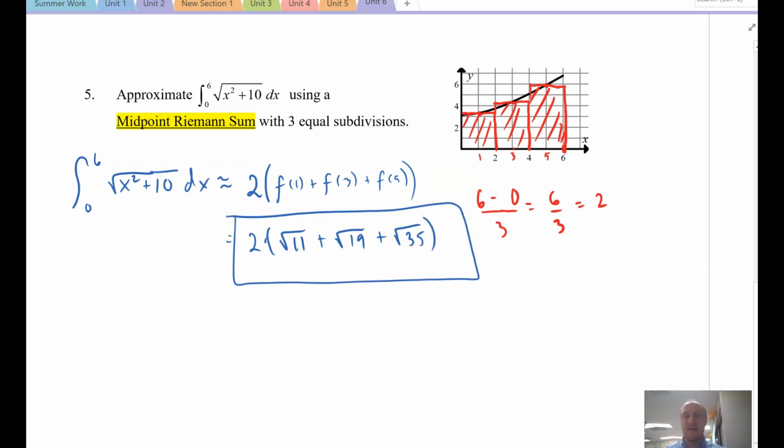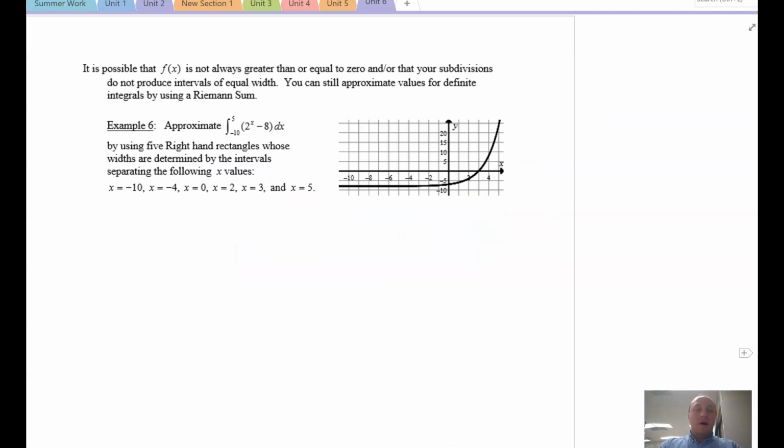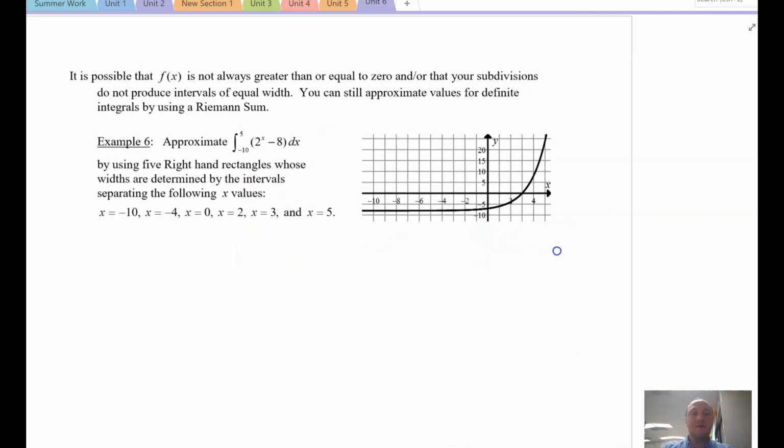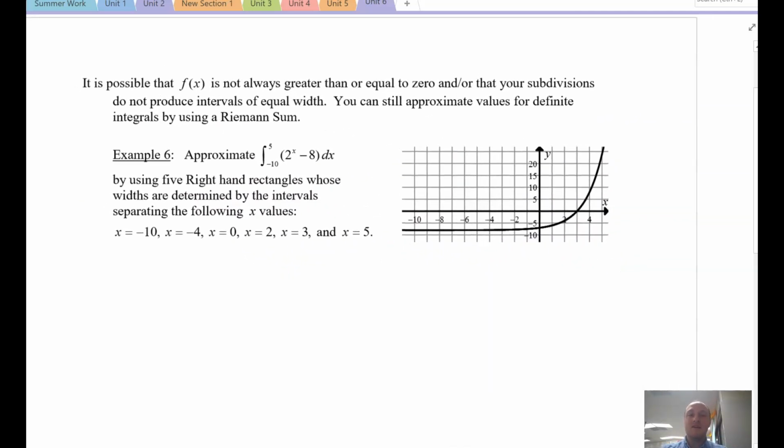That is the area underneath the curve using the midpoint Riemann sum. Fair enough, right? Note that it is possible that f of x is not always greater than or equal to 0, and or that your subdivisions do not produce intervals of equal width. What this is saying is that our area could sometimes be negative, and that we could have different sized rectangles. But we can still approximate the values of a definite integral using a Riemann sum.